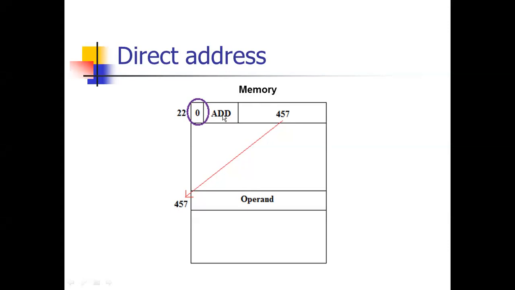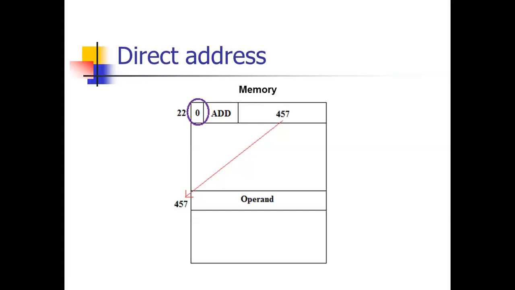Whenever this add operation is performed, it will add 2 operands. One operand it will pick up from the 457th location in the memory, and another operand will be brought from the accumulator register, which we are assuming is already stored. Both contents will be added and the result will be stored back to the accumulator register. This is the example of a direct addressing mode.